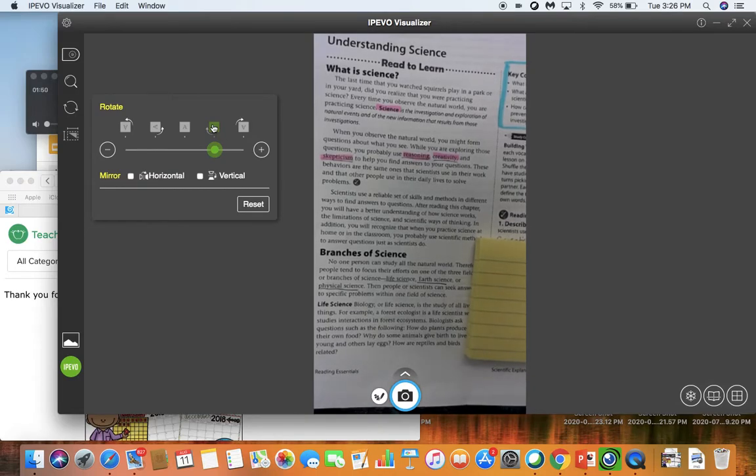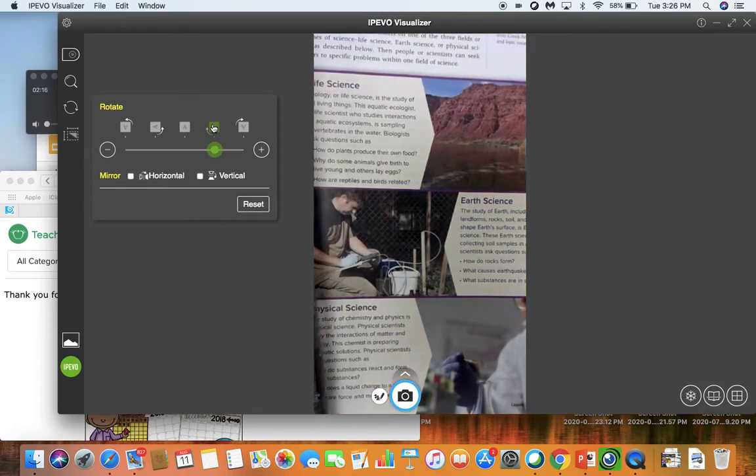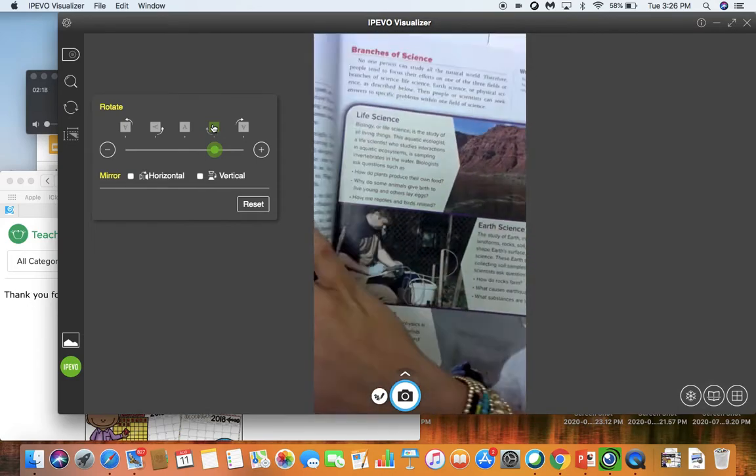Okay, so here's our vocabulary word, science. I highlighted science. What it is, it's the investigation and exploration of natural events, of the new information that results from those investigations. So when you observe the natural world, you might form questions about what you see. And I think the picture in our textbook was the squirrel trying to get inside the bird feeder and to eat the bird feed.